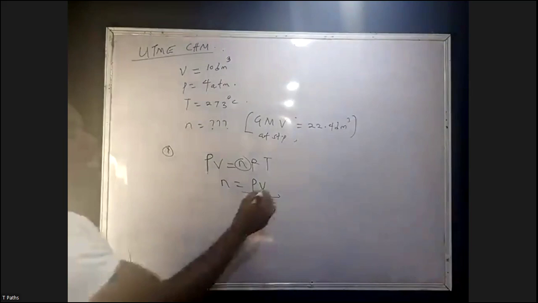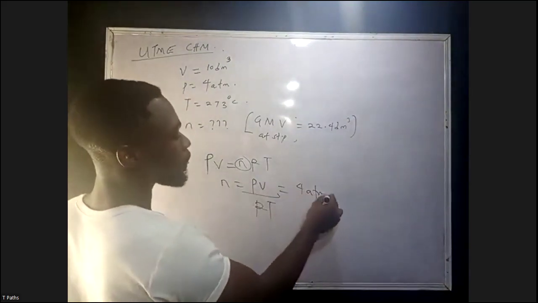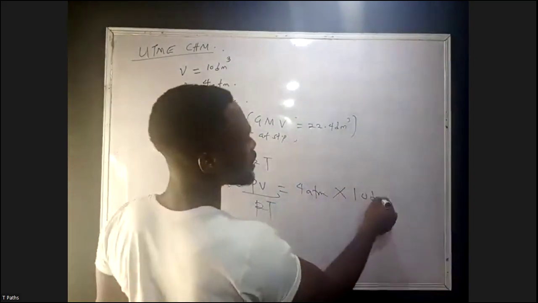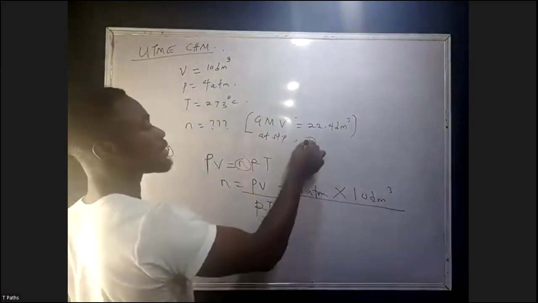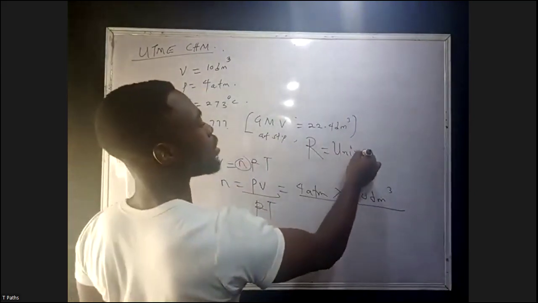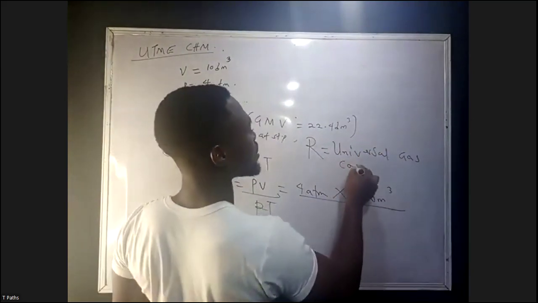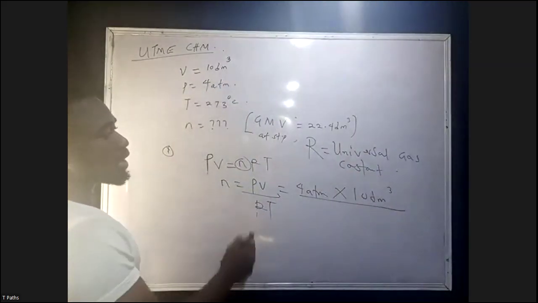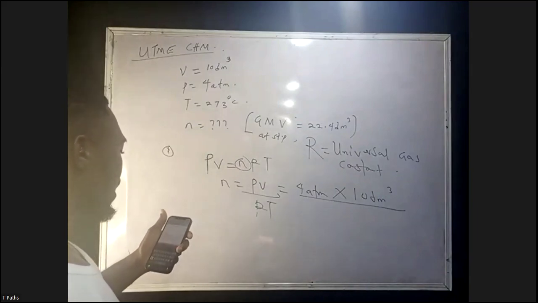So you can now see that you have your pressure, which is 4 atmosphere, multiplied by your volume, which is 10 dm3, divided by R. This R here is what we call the universal gas constant.